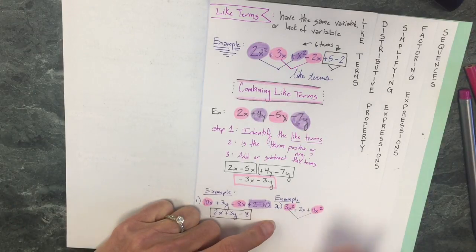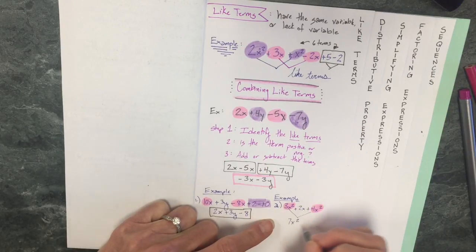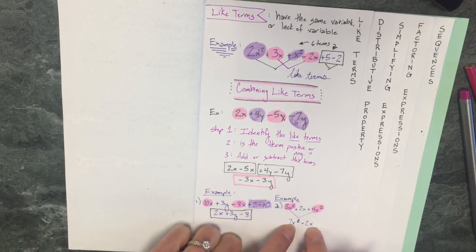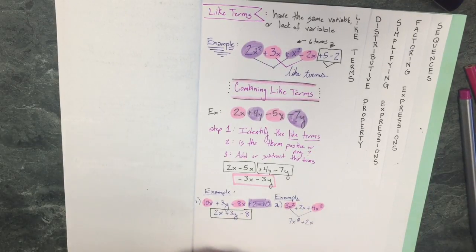So I put these together. 3x squareds and 4x squareds all together, that's 7x squareds. And I just bring down the 2x. And again, I take a look. Can I really not combine these? And I can't do it because they're not the same value. So that's as simple as we can make it.